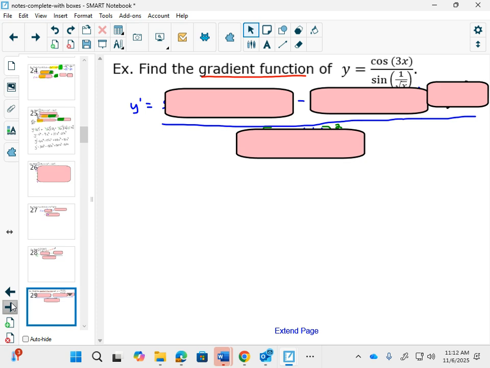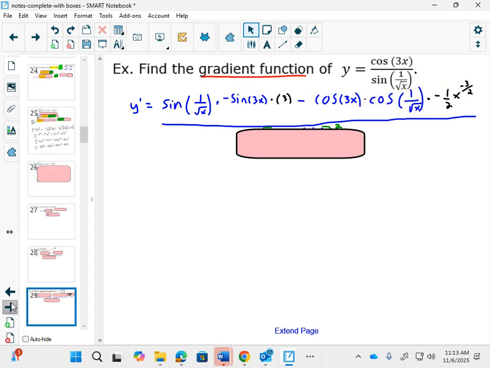We keep the first one the same. And the derivative of cos is negative sine. Keep the inside the same. Multiply by 3. How do you know when to use the chain rule? Whenever your inside function has its own unique derivative. If your inside function is just an x, its derivative would be 1, so you don't have to do a chain rule. But anything other than that, like here I have a 3x, it has a derivative of 3, I'd have to do a chain rule. Then we keep the top the same.